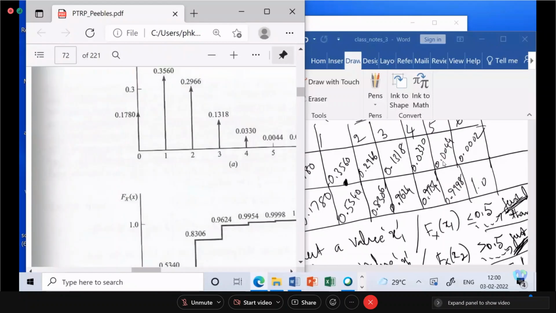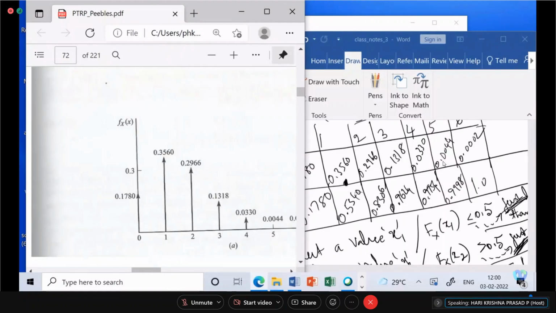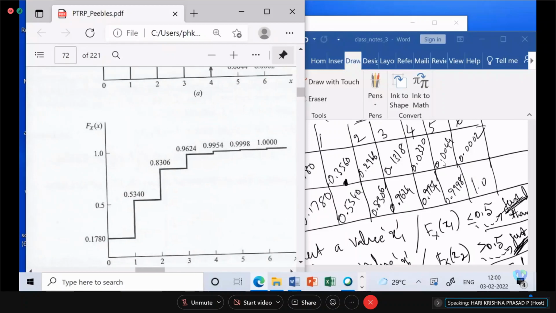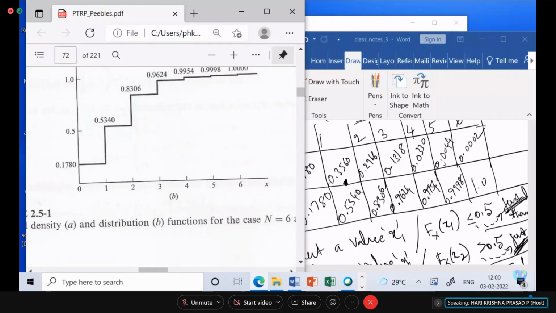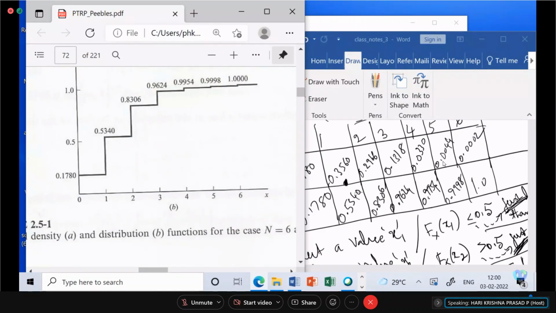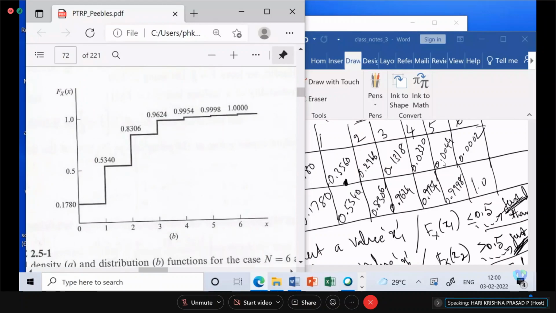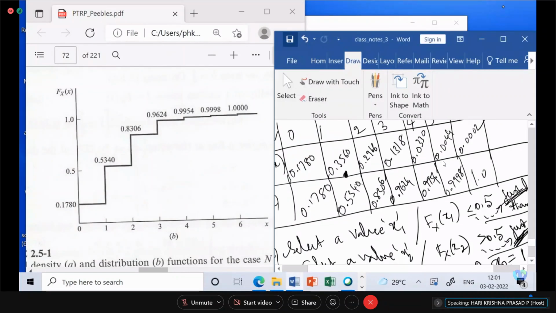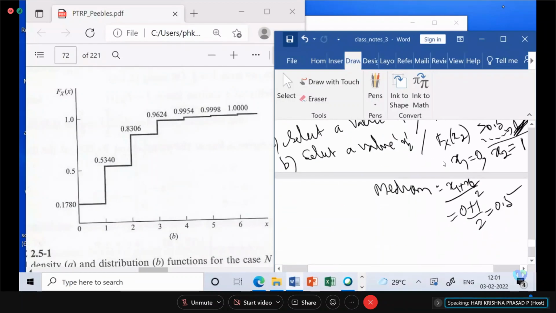This is the example I am referring to. From this distribution function, when x equal to 0, the probability distribution function value is 0.1780. When x equal to 1, it has become 0.5340. So in this example, x1 is 0.1780, x2 is 0.5340. Take the average of the two. The meaning of this value of median is, now median is 0.5.